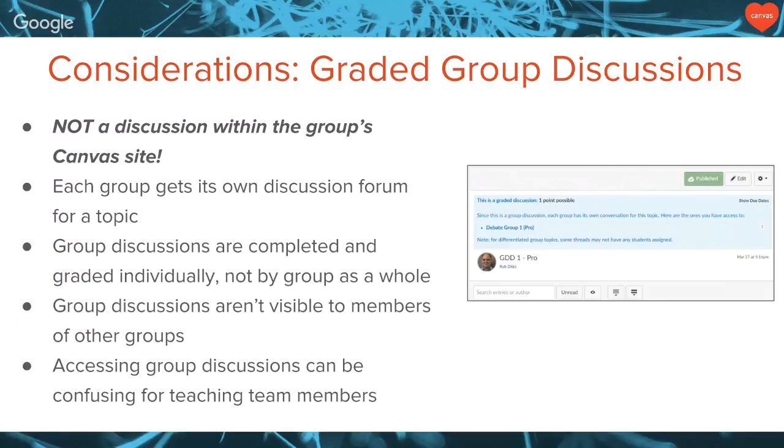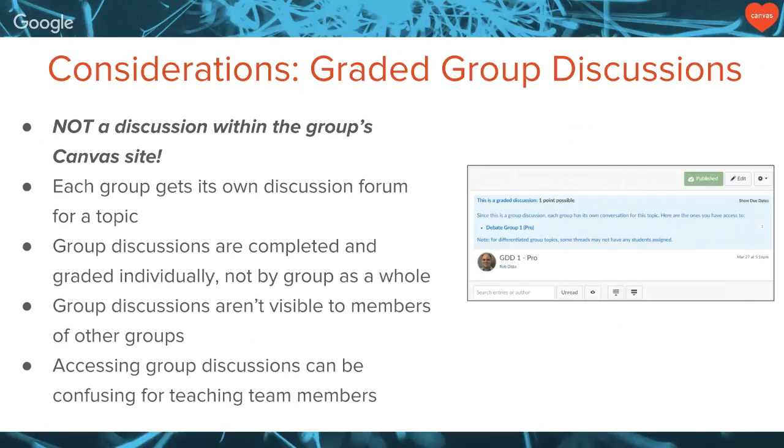And this can be a little bit confusing for teaching team members if they haven't used group discussions before. They need to know, as Rob indicated earlier, that they have to go to the bullet point that's in the blue shaded area at the very top of the screen. Frequently they're looking to access that in another way. So teaching team members may require some direction for how to access these.